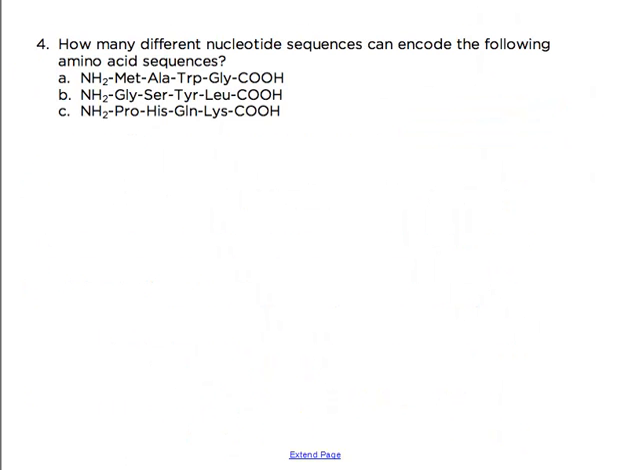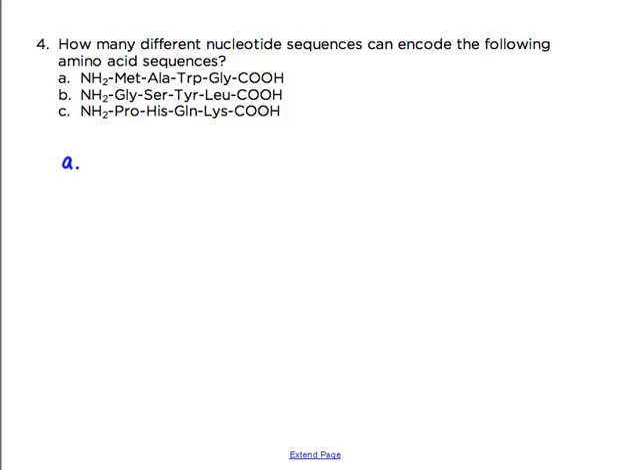Problem 4. How many different nucleotide sequences can encode the following amino acid sequences? So remember, when they write NH2 and COOH at the end of amino acid sequences, this is just convention to write the N terminus and the carboxy or C terminus. So we're not going to consider that when we do these calculations. The way we're going to do this is we're going to look at each amino acid and say how many codons can encode that amino acid, right? Because that would be a different nucleotide sequence.